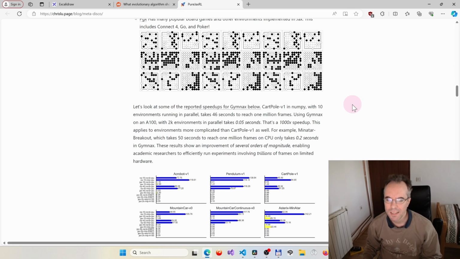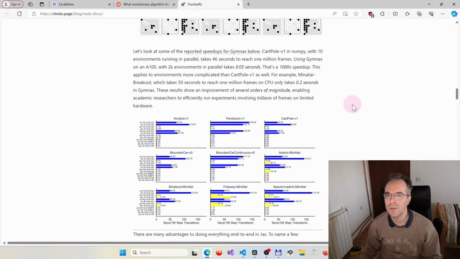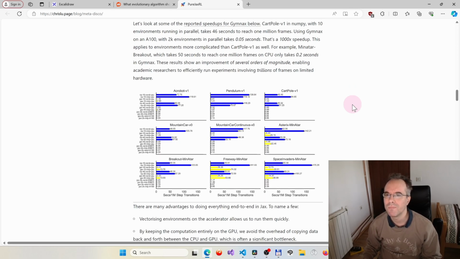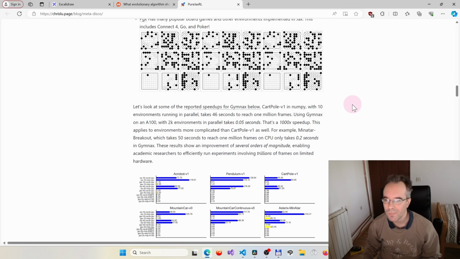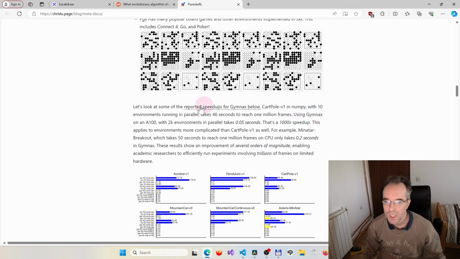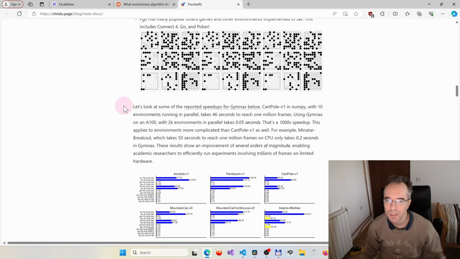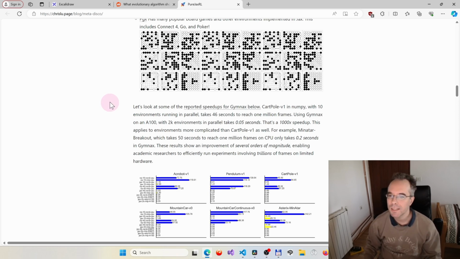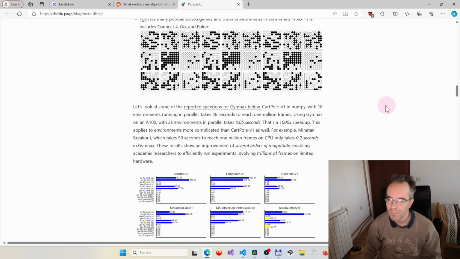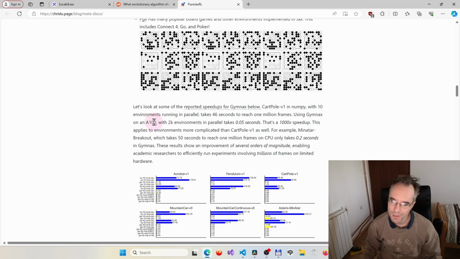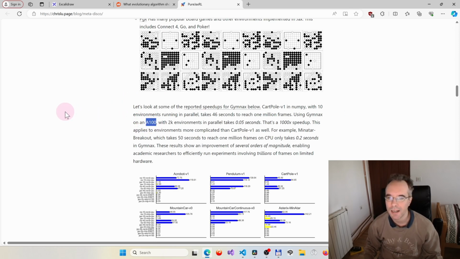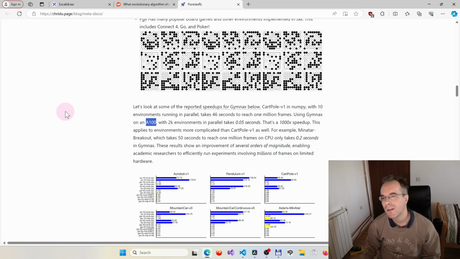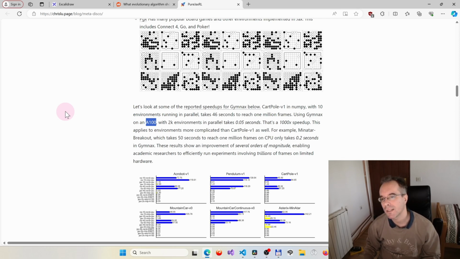And with stuff like this, you can get a lot more value out of a single GPU. Using GenJAX on an A100 with 2K environments in parallel takes 0.05 seconds. That's a 1000x speedup. Arguably, this GPU is a lot better than the one I have, but even with my own, it would still be something like a 100x speedup.